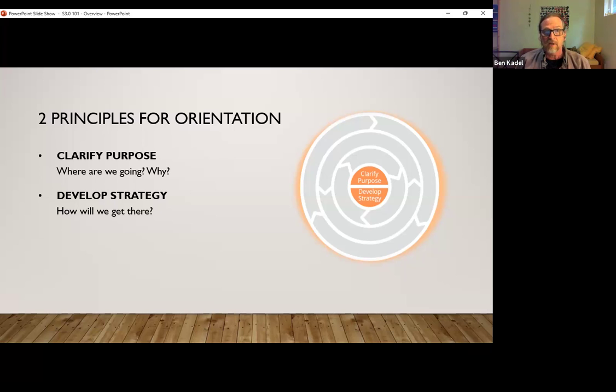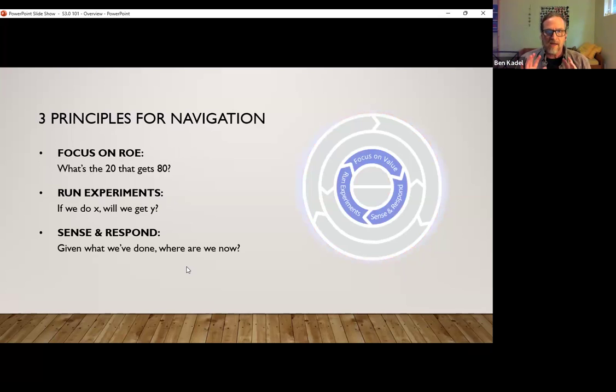And then we develop a strategy where we say, how do we get from where we are to where we need to be? What are the steps that we need to take to get from here to there? Once we have that orientation, then we need to figure out how do we navigate the hurly-burly of everyday work. So there are three principles here that help us keep moving through the choppy waters of trying to figure out how to get from here to there.